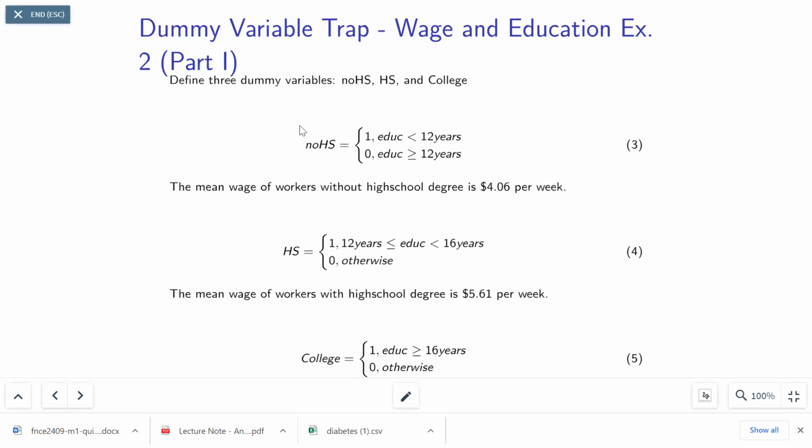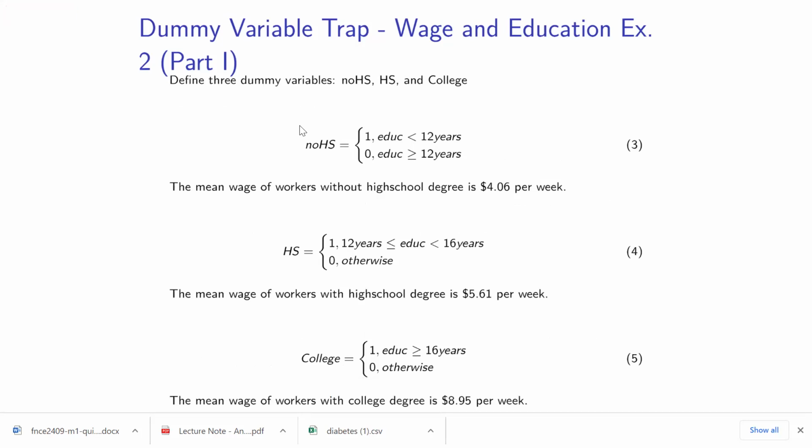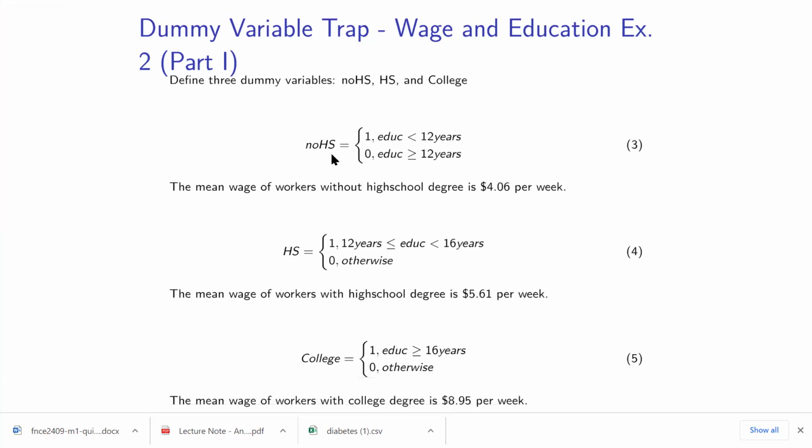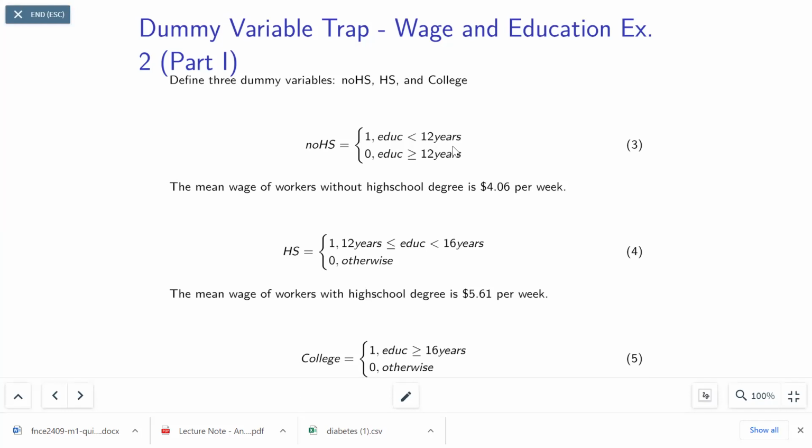Dummy variables do not have to be binary. They can be a categorical variable with multiple levels as well. In this example, I defined 3 dummy variables to describe workers who have not graduated from high school, who have a high school diploma, and who are college grads. The no high school dummy describes workers who have received less than 12 years of education.